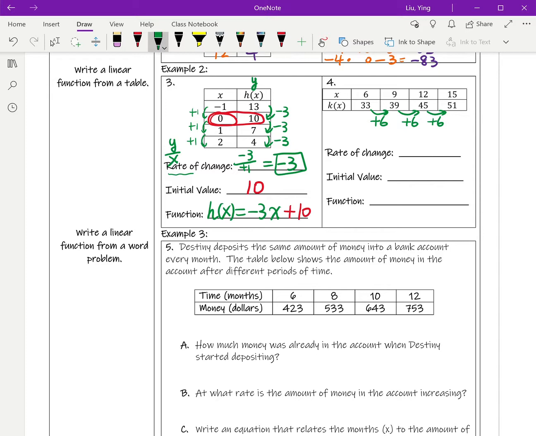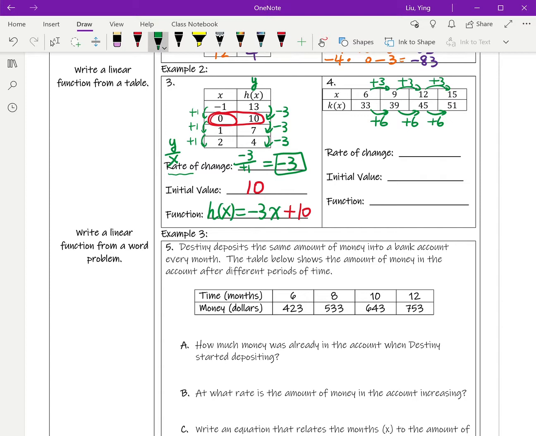Now, before we write down the rate of change, we want to see how x is affecting it. So if you look at the x values, it's going by 3 each time. Okay, so if we just put plus 6 as our rate of change, we're ignoring the fact that it's skipping a few steps each time because it skips 3 steps to go to the next one. So that is not the rate of change. The rate of change should be a unit rate. So it's like per one step.